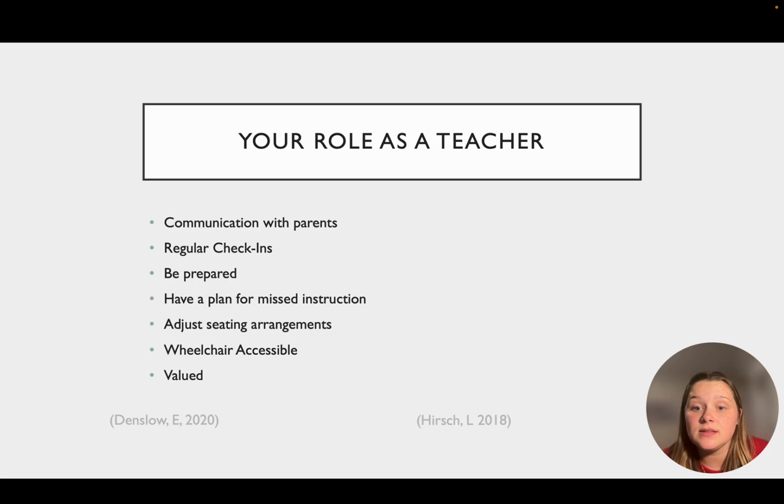Teachers must adjust the seating arrangements if needed, because if a student with CP has vision problems or hearing problems, you can set them closer to the front of the class so that they can see or hear better. It's also your role as a teacher to make your classroom accessible to all students. Some children with CP are in a wheelchair, so making sure that there is room for them to move around the classroom is very important. And children succeed when they feel valued, safe, and loved. So it is your job as a teacher to make all of your students feel this way.